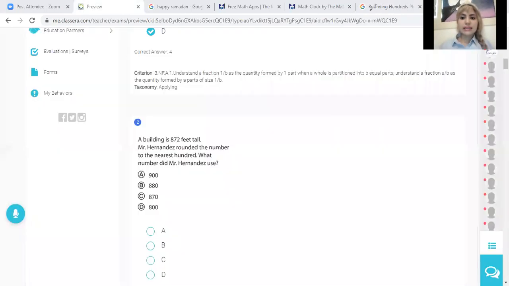So if he asks me to round 872, let's go round it after I explained rounding. So 872, let me draw it. Where is the ones digit value? Here is the ones digit value. Where is the tens digit value? Here is the tens digit value.